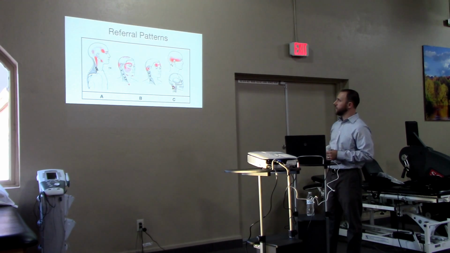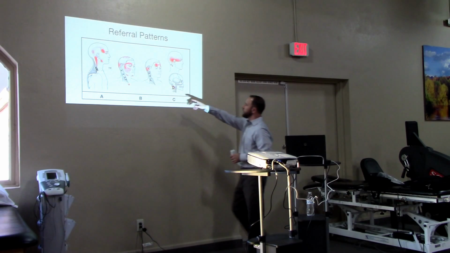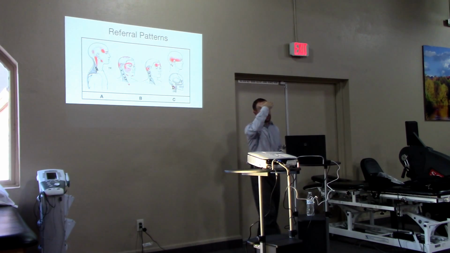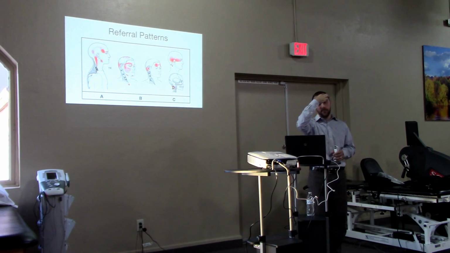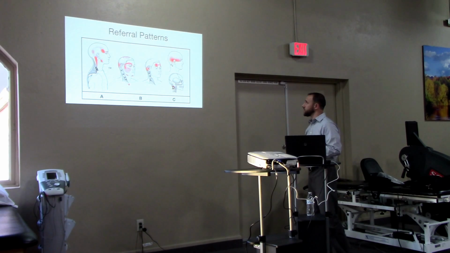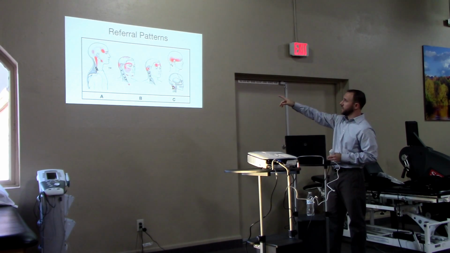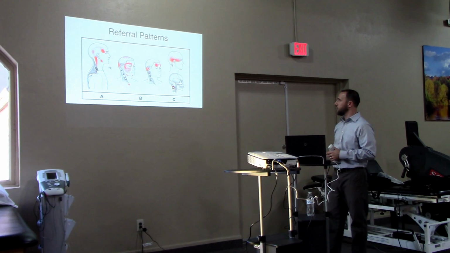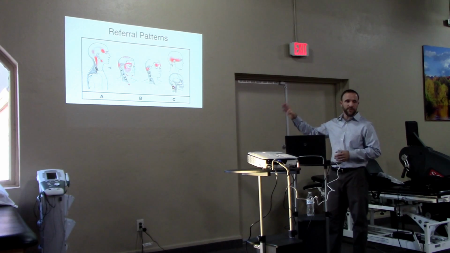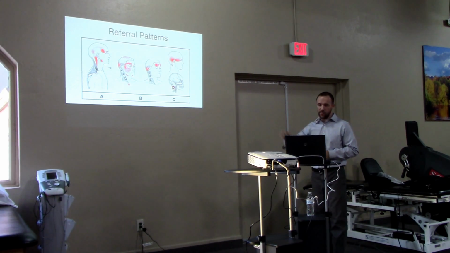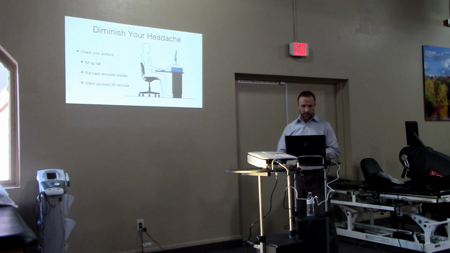You can see in the second one over here, there's spots that go typically in the upper trap, can refer into the frontal lobe in there. As you see, some of them are more on one side than the other, or only on one side. These are just a few referral patterns. There's obviously many more. What about a referral pattern?